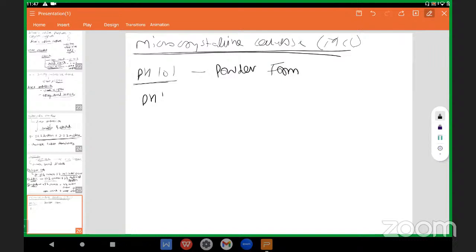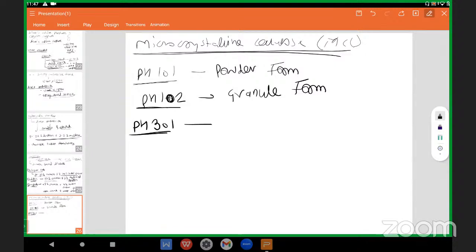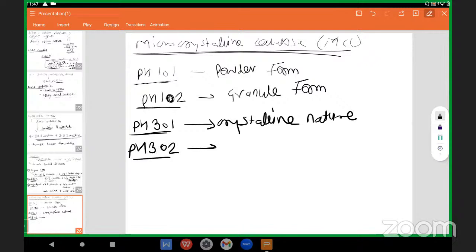Second category or second grade in this category is pH 102. pH 102, which is having the granule form. ये दो तो basic है ही. Additionally, write down regarding the pH 301. This is having the crystalline nature, while pH 302 is having amorphous nature. ये चार कैटेगरीज काफी इंपॉर्टेंट है.